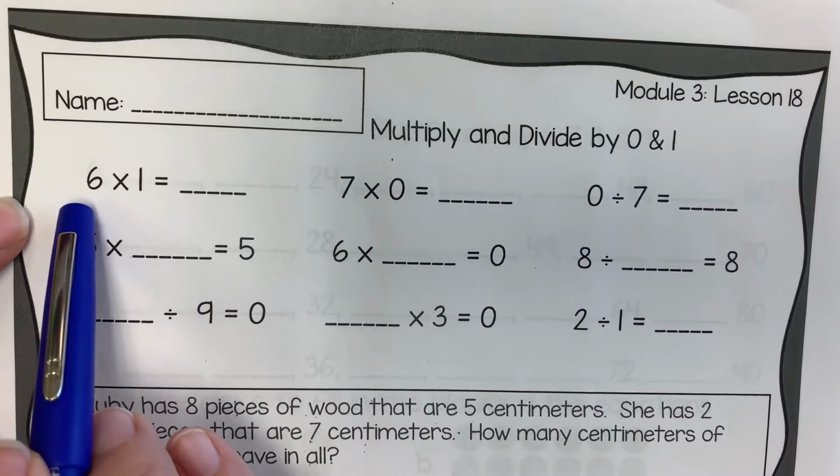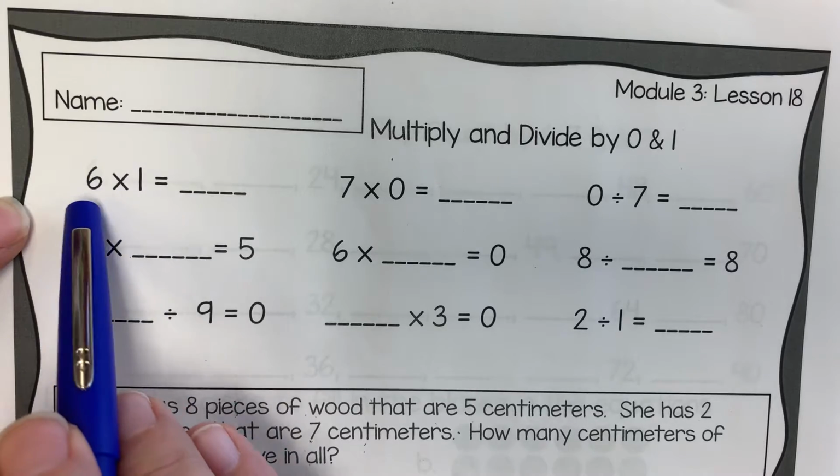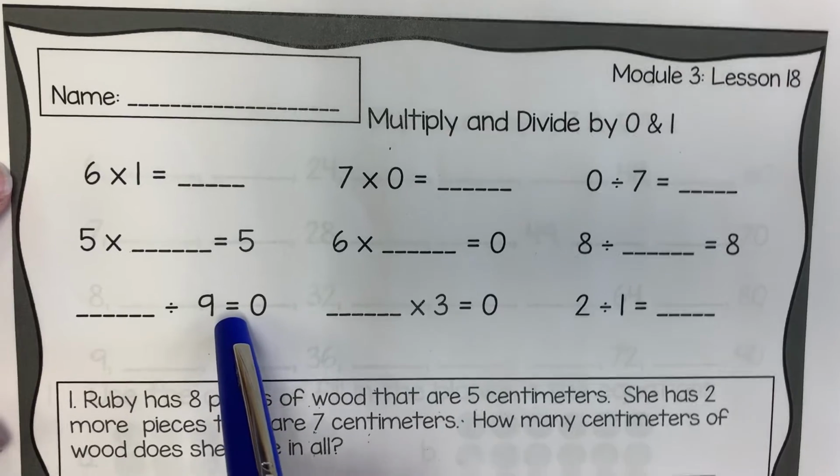Remember, anything you times by 1 is always going to be that number. So 6 times 1, you're going to have 6 groups with 1 in each group. It's still a total of 6. Zeros get a little more complicated.